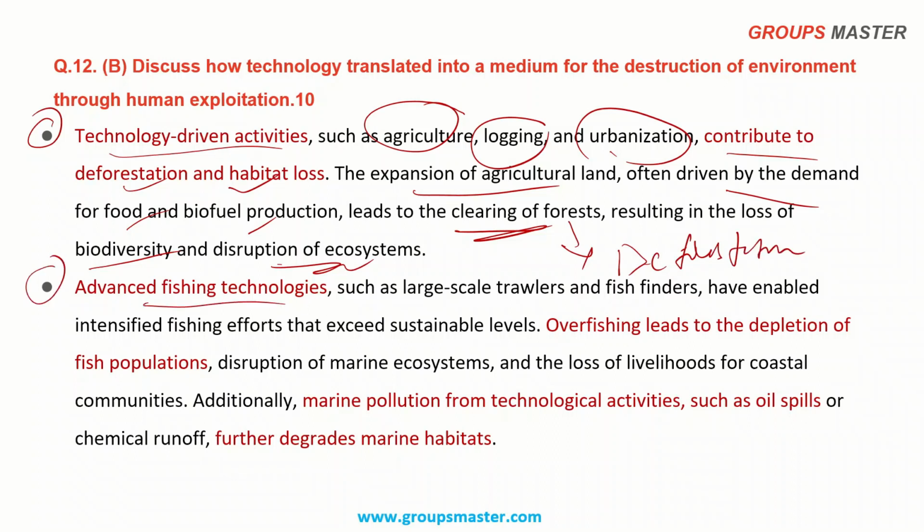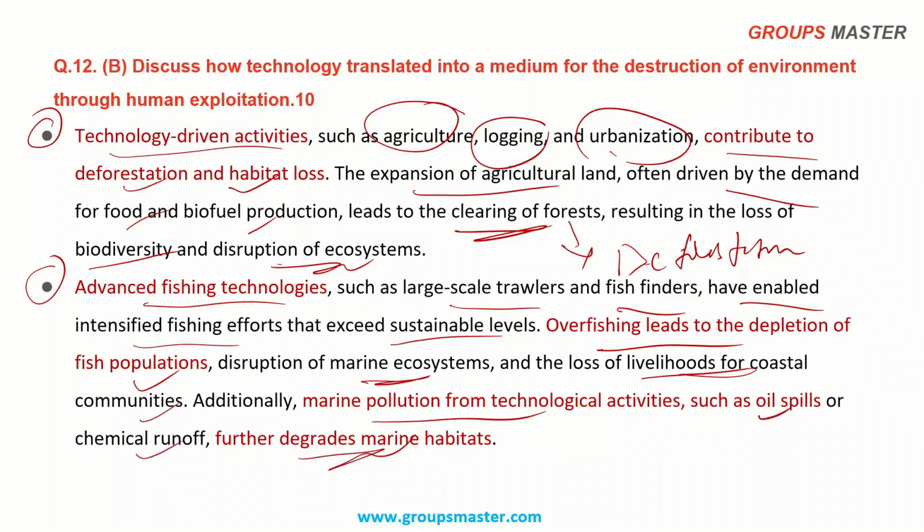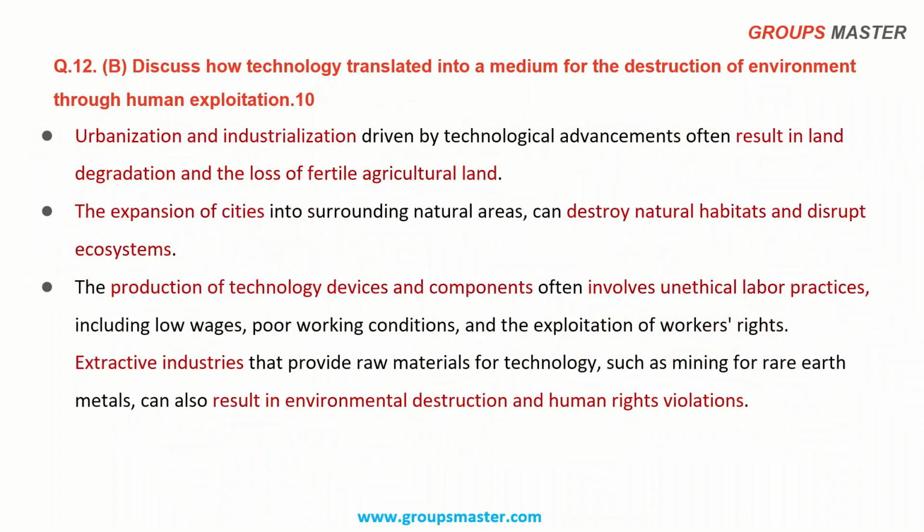Next one is advanced fishing technologies such as large-scale trawlers and fish finders have enabled the intensified fishing efforts that exceed sustainable levels. Overfishing leads to the depletion of fish populations. So it is disrupting the marine ecosystems and also loss of livelihoods for coastal communities. Additionally, marine pollution from technological activities such as oil spills or chemical runoff are also further degrading the marine habitats in the world.